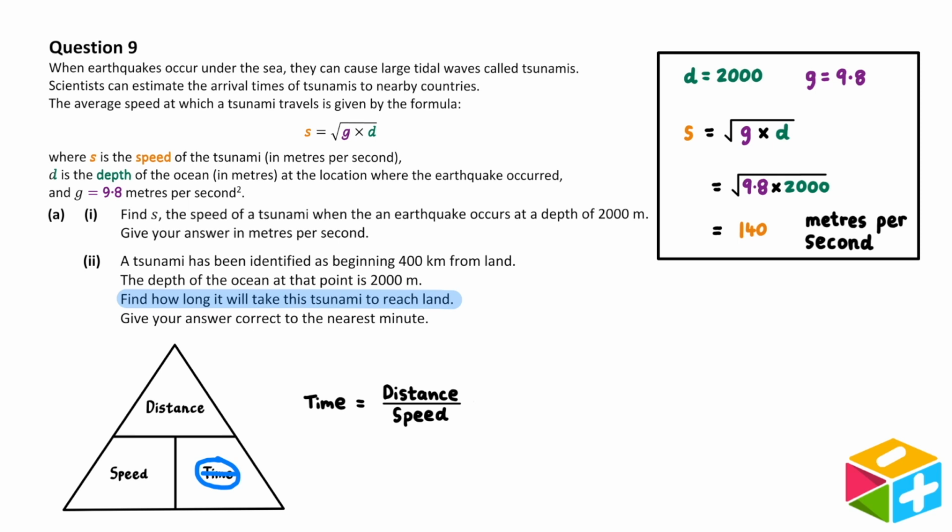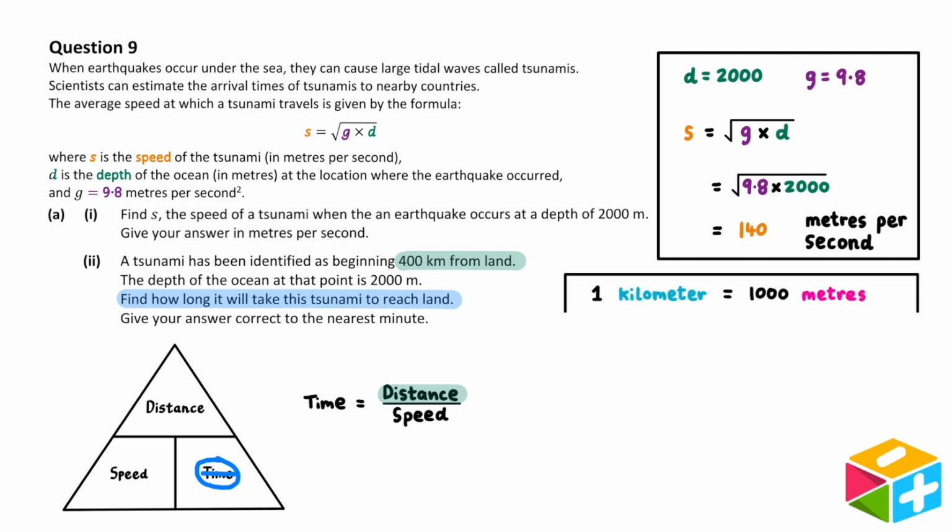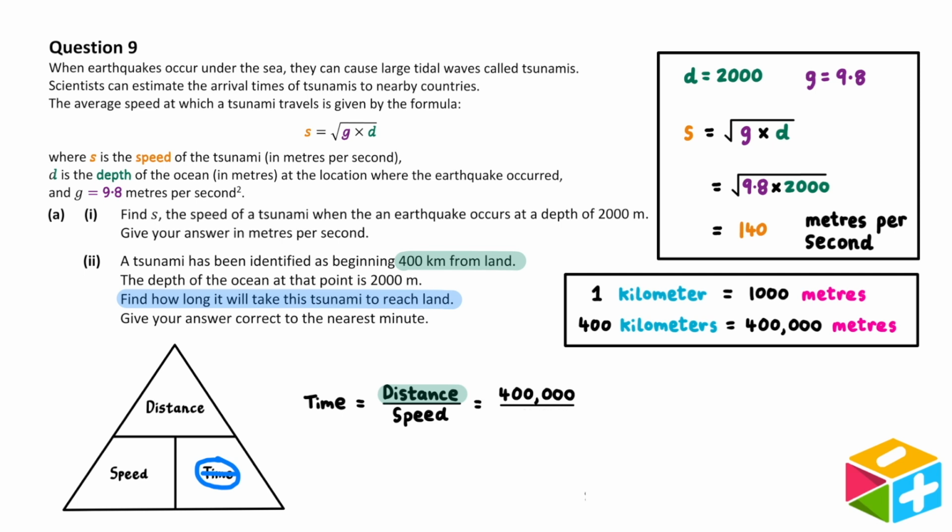Let's try to find both these values. For the distance, we're told that our tsunami begins 400 kilometers from land. We'll need to be careful with our units here. The speed of the tsunami is measured in meters per second, so it'll be a good idea to convert this distance to meters as well. 1 kilometre is equal to 1,000 meters. So to convert from kilometers to meters, all we need to do is multiply by 1,000. This means that 400 kilometers is equal to 400,000 meters. So this is our value for the distance.